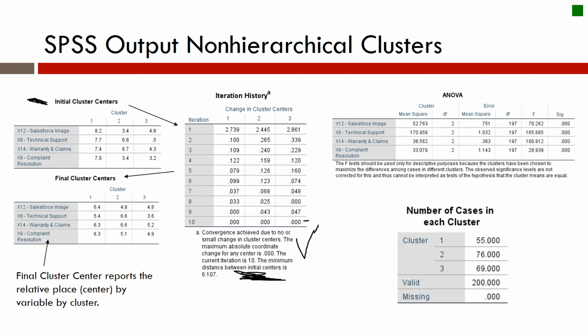After the iteration happens, the final cluster centers are revealed. And this is reported, and this is the relative place or center of each of these 4 variables within each of these 3 clusters. So this is like the average score on these 4 variables of the members of each cluster.